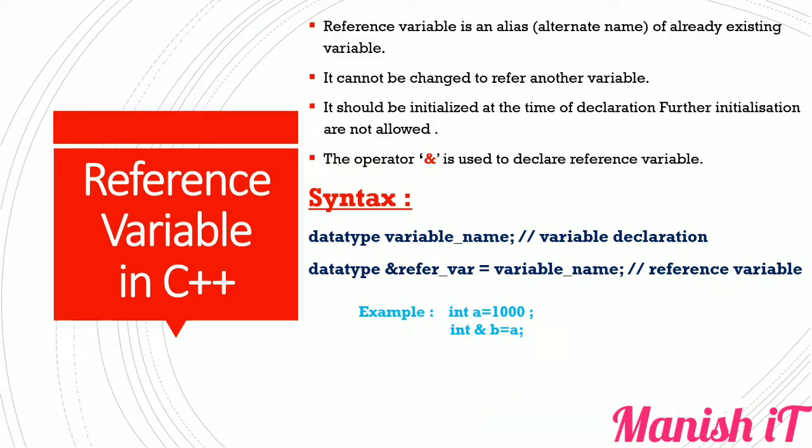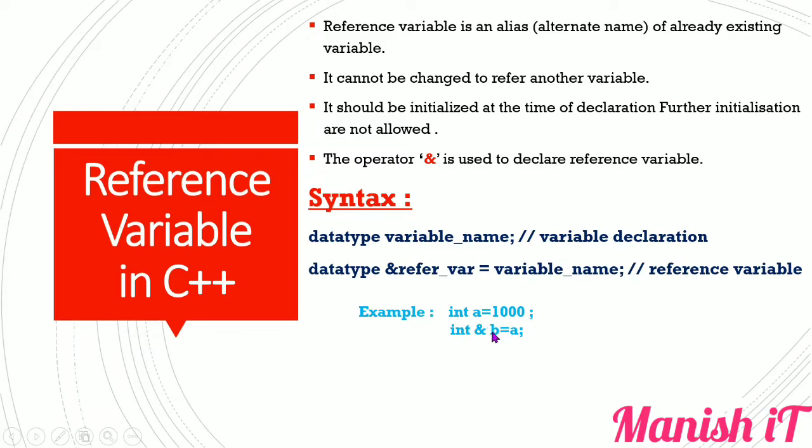Suppose here int a, say equal to 1000. Simply, int a is an integer type variable. But int ampersand b is what? It is a reference integer type variable.